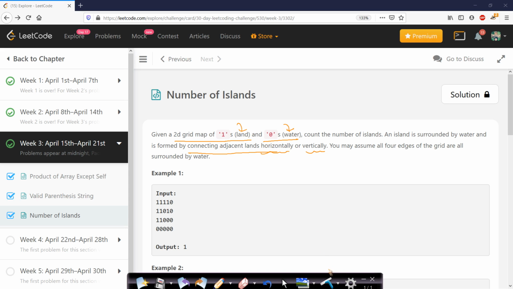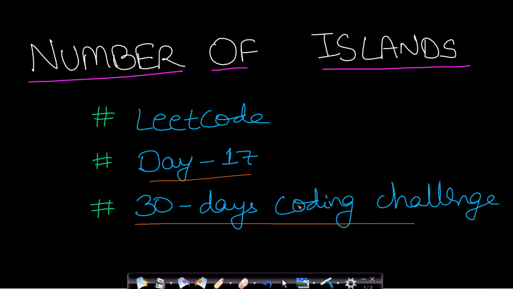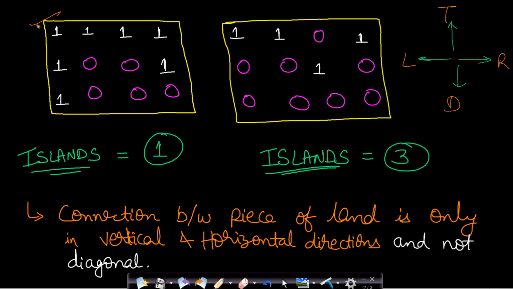So let us now look at some examples in order to get a better understanding. Let us see the first example. In this example you can see that all the ones are connected. So we can say that there is only one island. This is a single piece of land and therefore we have only one island.